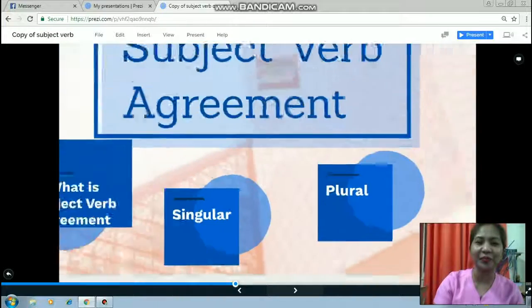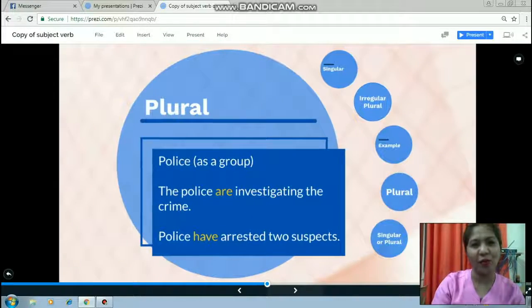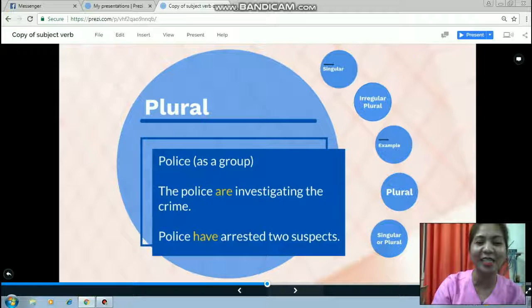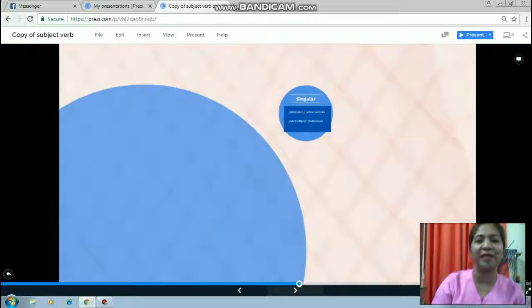Okay? Next, this time, we are going to know that this word is not singular, though it is a group of people, but this is plural. The word police. Okay, police is plural. So the police are investigating the crime. Police have arrested 2 suspects. So this word is different from the first words that we have. So remember, always remember that the word police is plural.